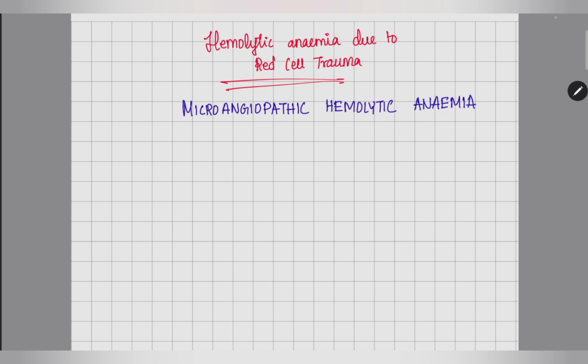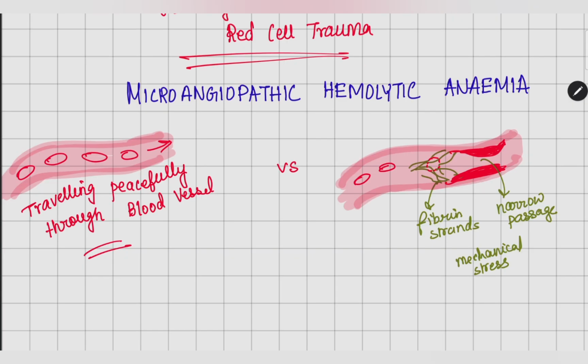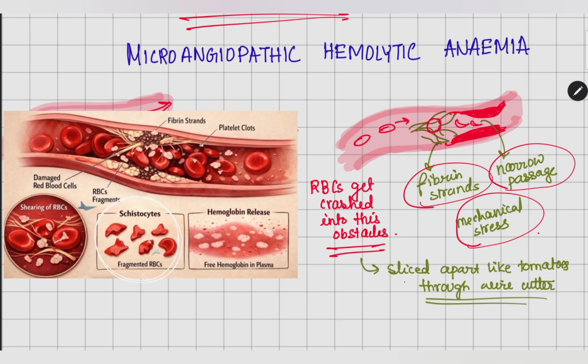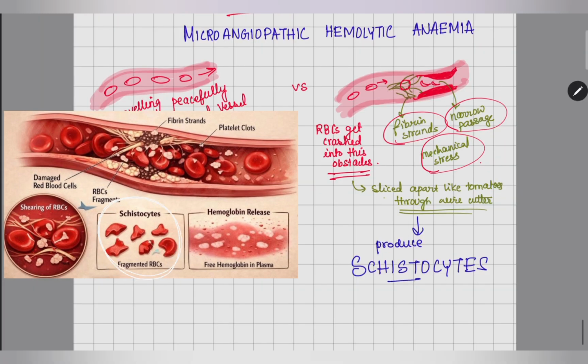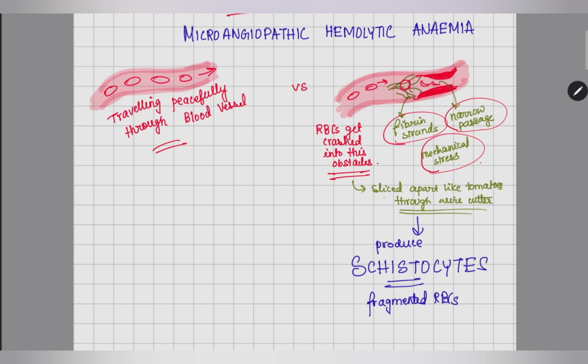microangiopathic hemolytic anemia. We know that RBCs travel peacefully through the blood vessels. However, when there are fibrin strands, narrow passages, mechanical stress, etc. inside the vessel, the RBCs get crushed into these obstacles and get sliced apart like tomatoes through a wire cutter. This produces schistocytes, which are basically fragmented RBCs.